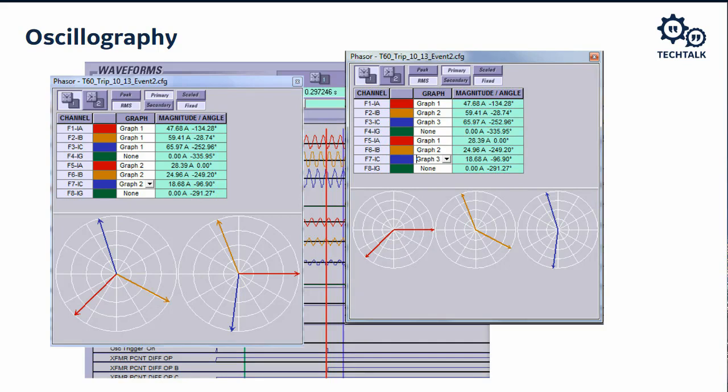Now, right off the bat, something doesn't look right to me. What doesn't look right to me is most transformers are 30-degree lagging transformers.